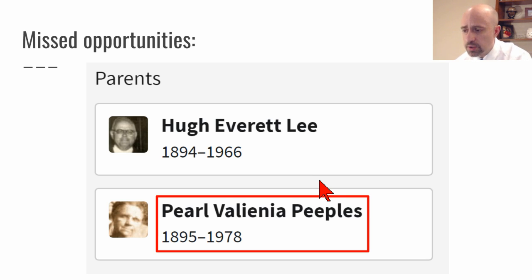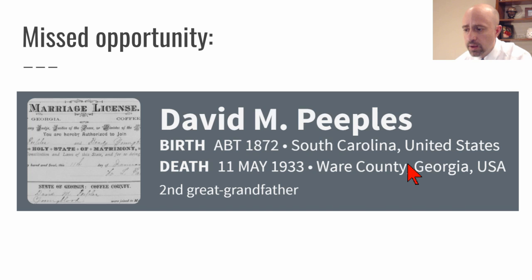And if we had captured all of Pearl's DNA, we would have gotten half of her father's DNA. David M. Peoples, he has a lot of descendants, and we're all up there scrambling to figure out where he came from and who his parents are. This is a really vexing brick wall. It would have been great to have half of his DNA. This might not still be a brick wall if we had half of his DNA, but that's an opportunity that was missed because I did not test my grandfather's siblings.